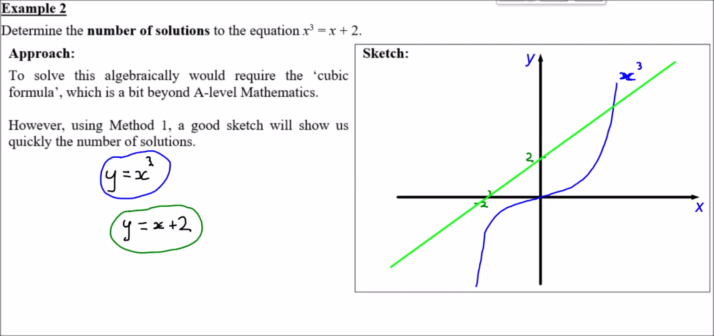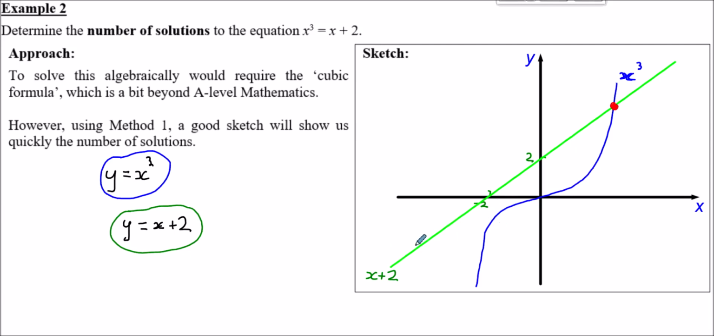And I can label this x plus 2. We see that there's only going to be one solution to this one. It's going to have one solution here somewhere. We're not asked what that solution is, we're just asked how many solutions it has. It just has one. It's not going to meet anywhere down here.